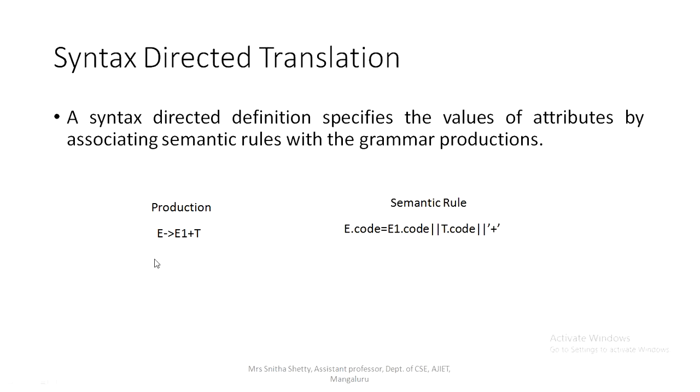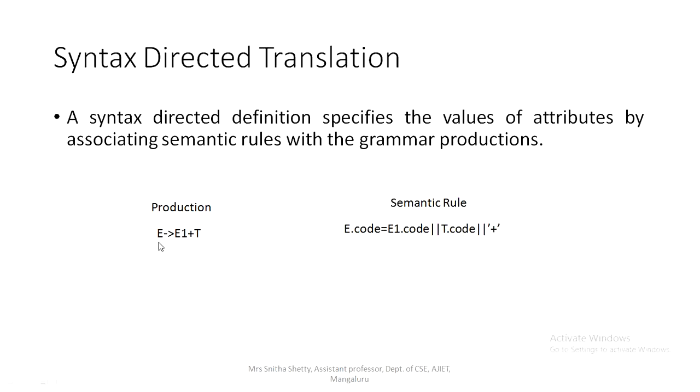So let's look at an example. See here, the production is E gives E1 plus T. Now how can you write the semantic rule? The semantic rule is written as E dot code. This is the syntax, it is a rule.